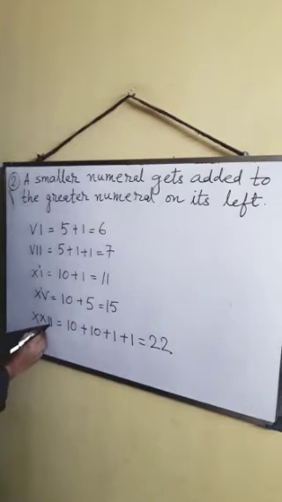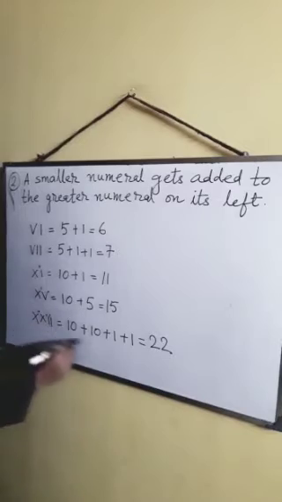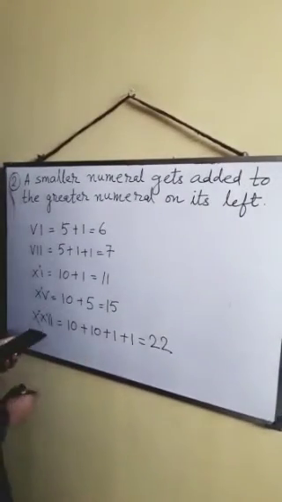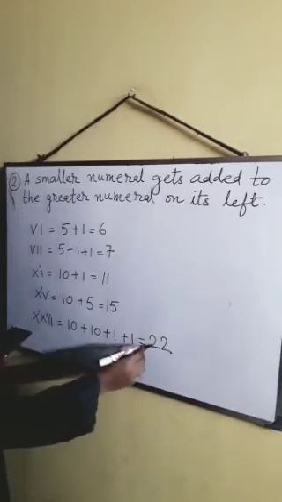Again the smaller number here is 1. So this will get added to this. This will get added to this. Again this will get added to this. So 10 plus 10 plus 1 plus 1, that is 10 plus 10, 20, plus 1, 21, plus 1, 22.